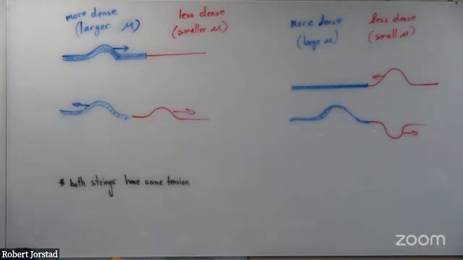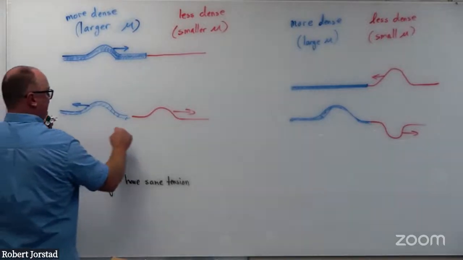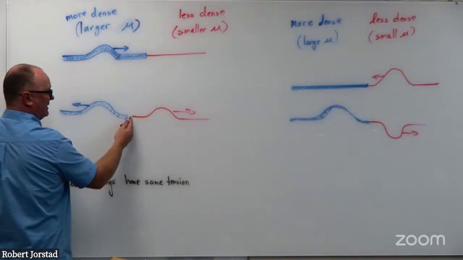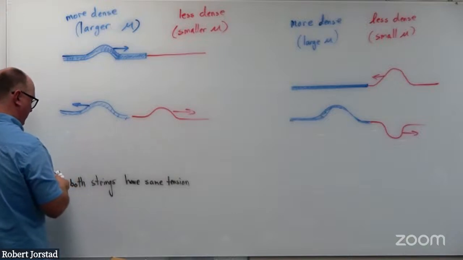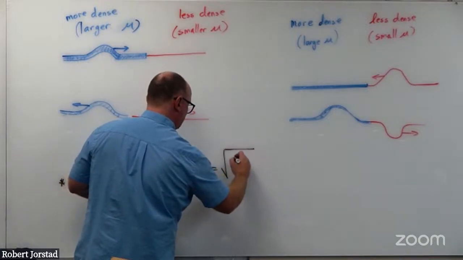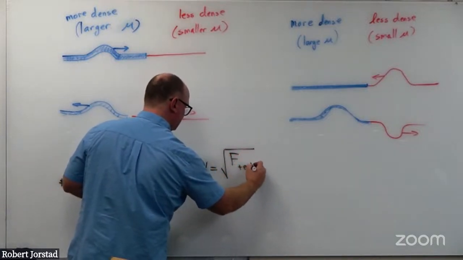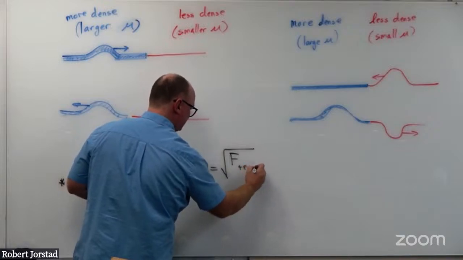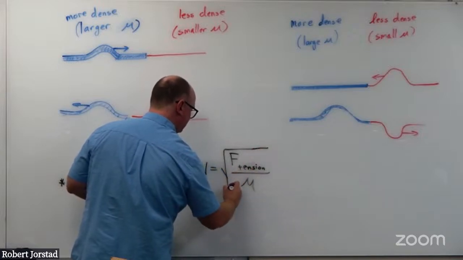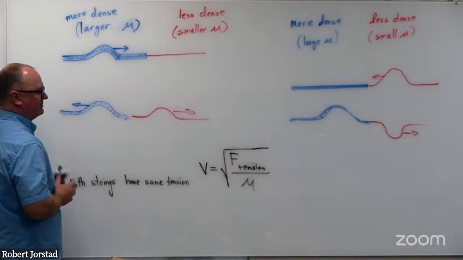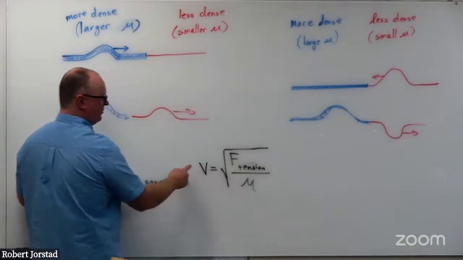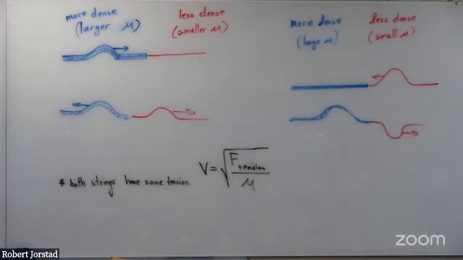Now, if both strings have the same tension, right? You can imagine if you're pulling these two strings taut, the tension in this string must equal the tension in that string. Otherwise, this interface would be moving left-right. But if we think that's true, v equals the square root of the tension force over the mass per unit length. And here's what I was saying. If we have the same tension, the less dense string has a smaller mu, so the wave travels faster in that medium. All right, that's pretty good. Let's leave it at that.